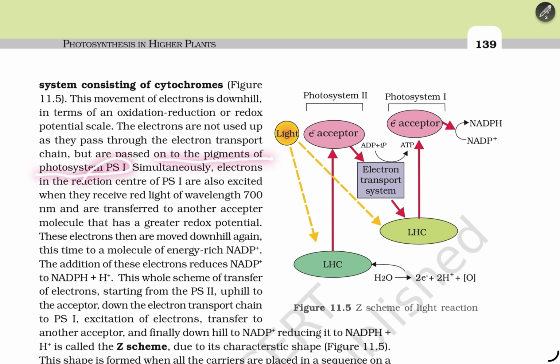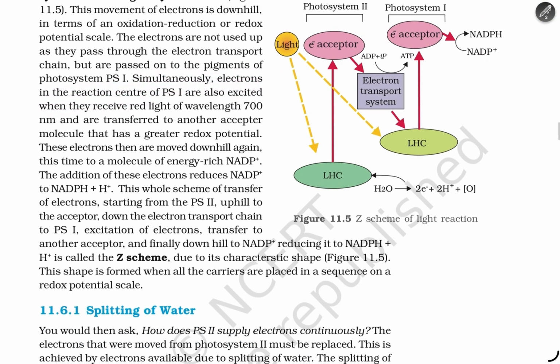Simultaneously, electrons in the reaction center of PS I are also excited when they receive red light of wavelength 700 nanometers, and are transferred to another acceptor molecule that has a greater redox potential. These electrons are then moved downhill again, to the energy-rich NADP plus. The addition of these electrons reduces NADP plus to NADPH and H plus.